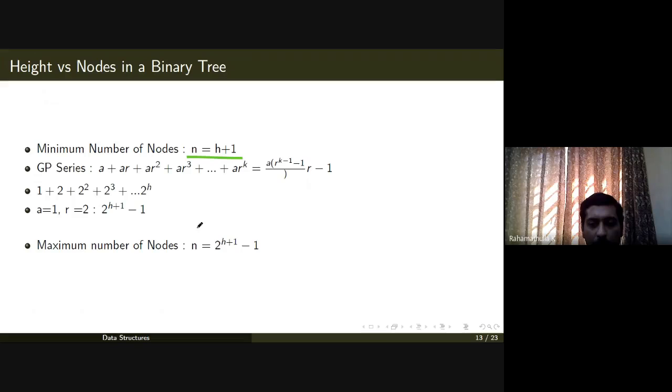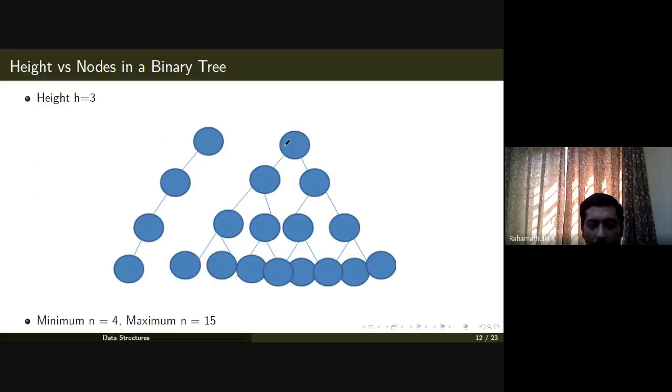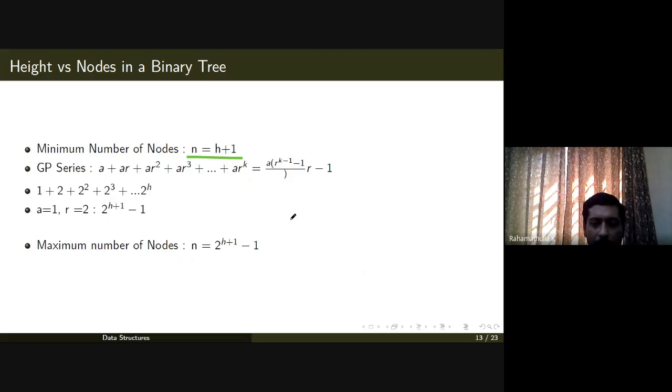And what about the maximum number of nodes? You can see that in this case at a particular level, this has one node, this has two, this has four, this has 8 nodes. So at this level, it has 2 raised to 0 elements. This level has 2 raised to 1 elements, because all the elements have left and right child. So it comes out to be a geometric series like expression. So this is the sum of a geometric series a plus ar plus ar square, etc.